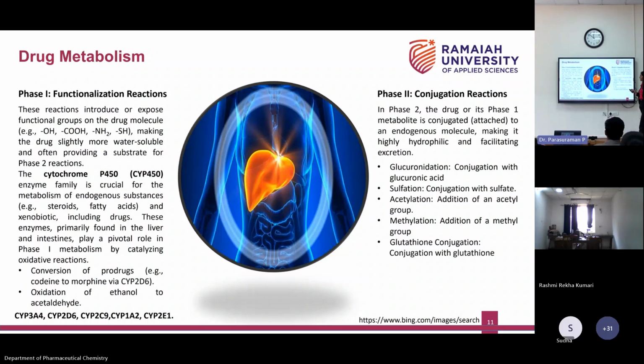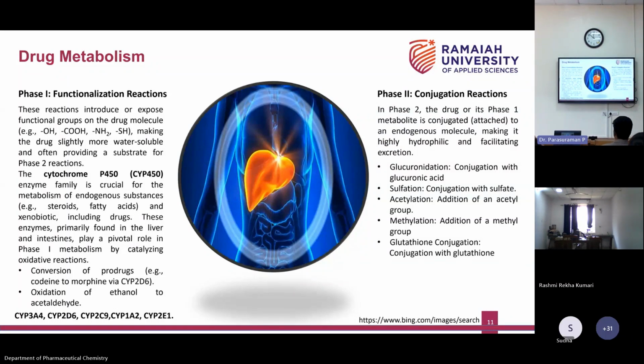These are the certain enzymes, and an example is the conversion of codeine to morphine via cytochrome 2D6. These are examples of cytochromes which are mainly important for the metabolism of drugs.